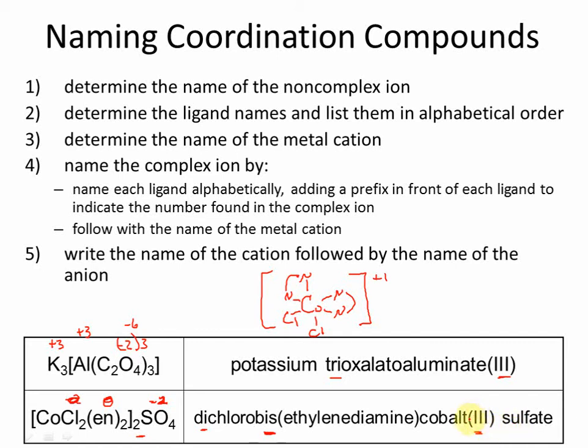Now, one other thing that I forgot to mention with the trioxalato aluminate, this complex here: because the potassium has a positive charge and this aluminum complex has an overall -3 charge, to indicate that the aluminum is part of an anion, we change the ending of the name to -ate. So rather than aluminum, it's an aluminate, because the aluminum is part of the anion. So this is the anion, and this is the cation.